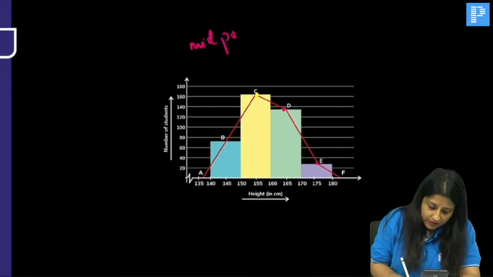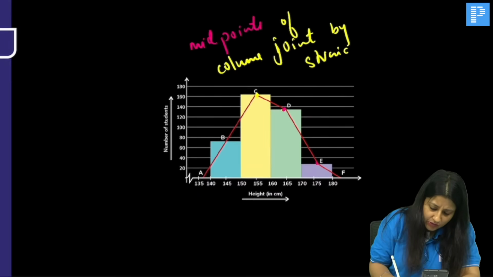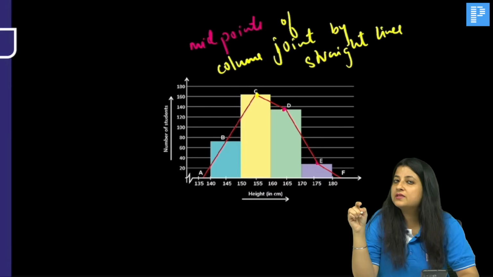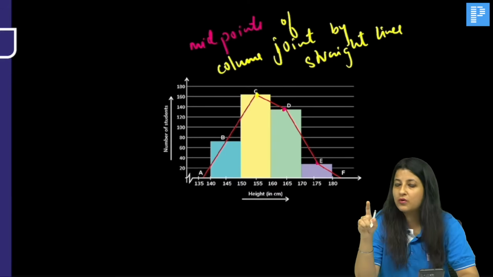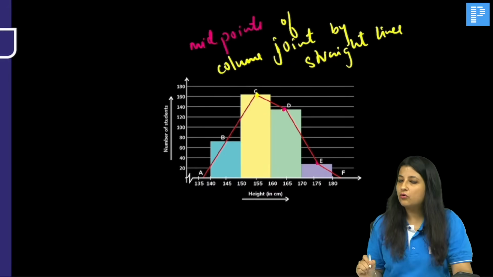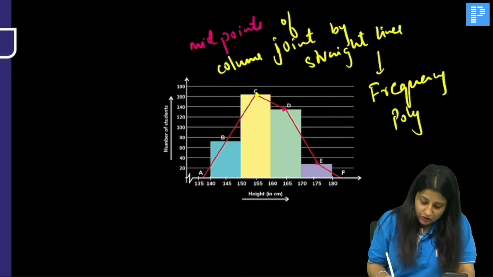Midpoints of the column, everybody, midpoints of columns are joined by straight lines. Once upon a time, there was a question where they said midpoints of the columns are joined by curved lines. No, it is joined by straight lines. And when midpoints of the columns are joined by straight lines, guys, this makes what is known as a frequency polygon. So, आप यहाँ पे क्या देख पा रहे हो?